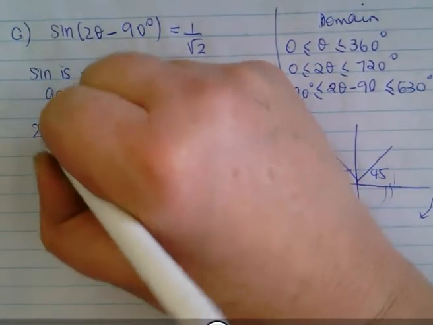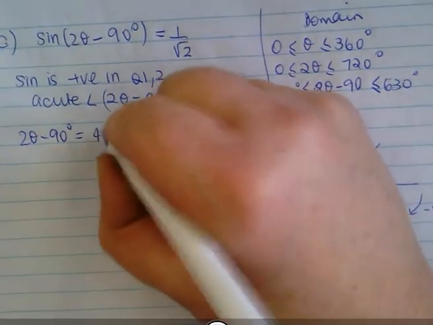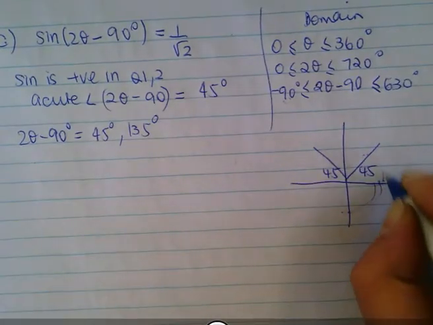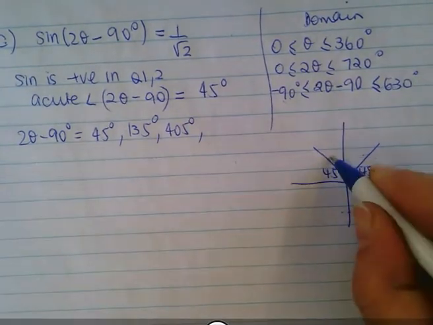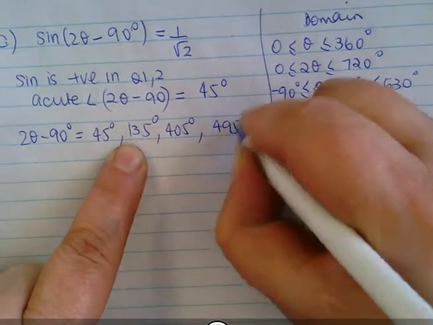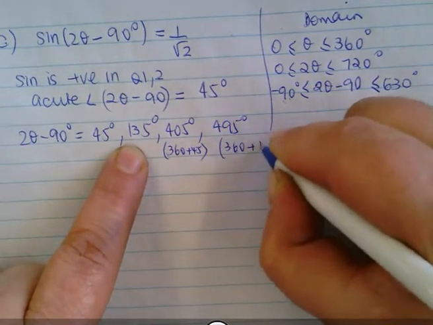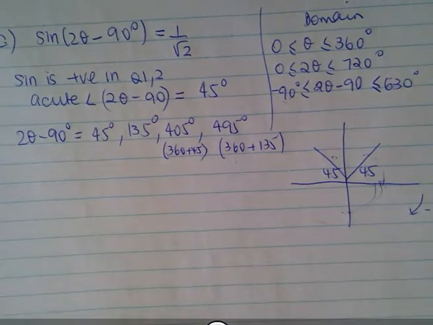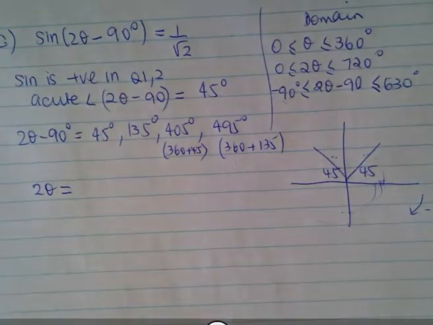What's our first one? So the 2 theta minus 90, my first angle is what? 45, and then 135. Let's go around the circle again. 360 and 45 is 405. We're still in. And 360 and 135 is 495, because that's 360 plus 45, and this one was 360 plus 135. And I think if we go twice around and try again, that's already 720. That's too far. So it's those 4. That's what 2 theta minus 90 is.